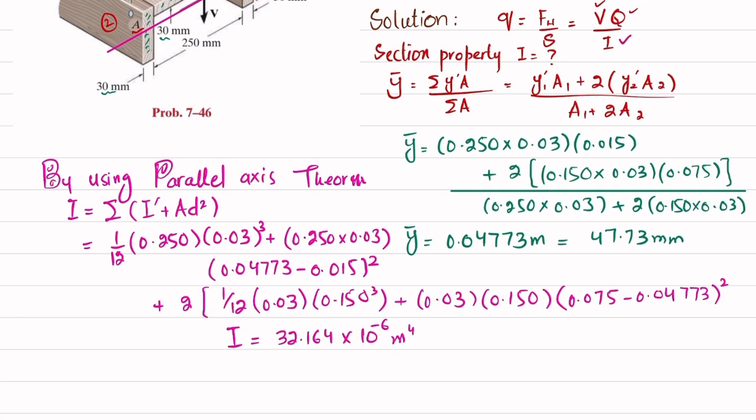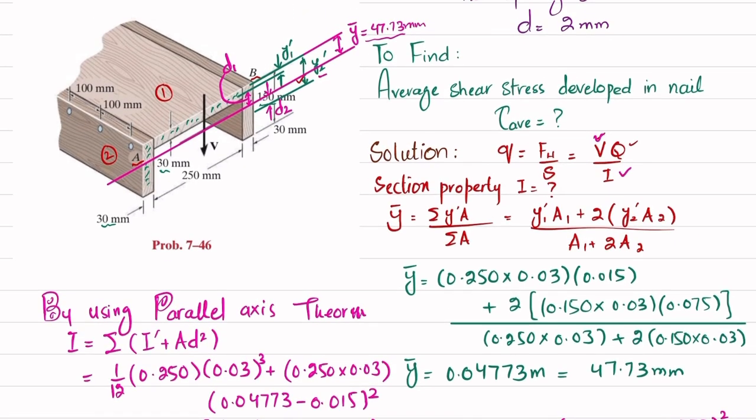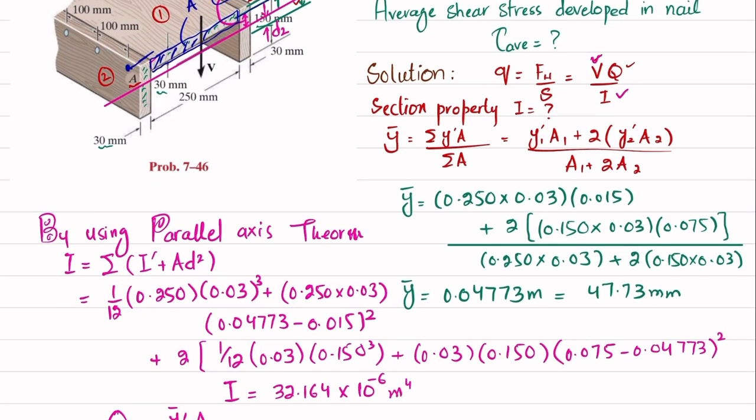Now you have this I, you have V, but you do not have Q. So what we will find is Q. We know that Q is equal to y dash bar into A. You can see that this is the shaded portion, in which we use the nail to connect with this. So this is the area A dash, and y bar is the distance from the neutral axis to the mid of this section, which is this D1, and D1 was this value.